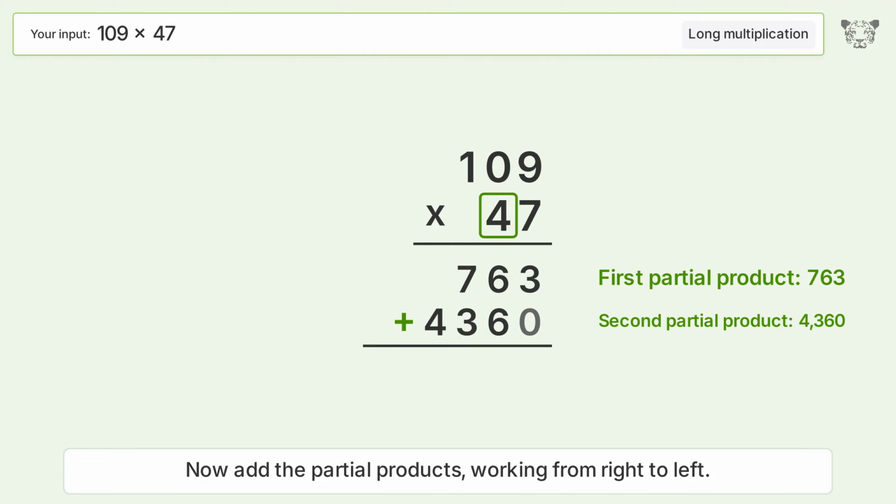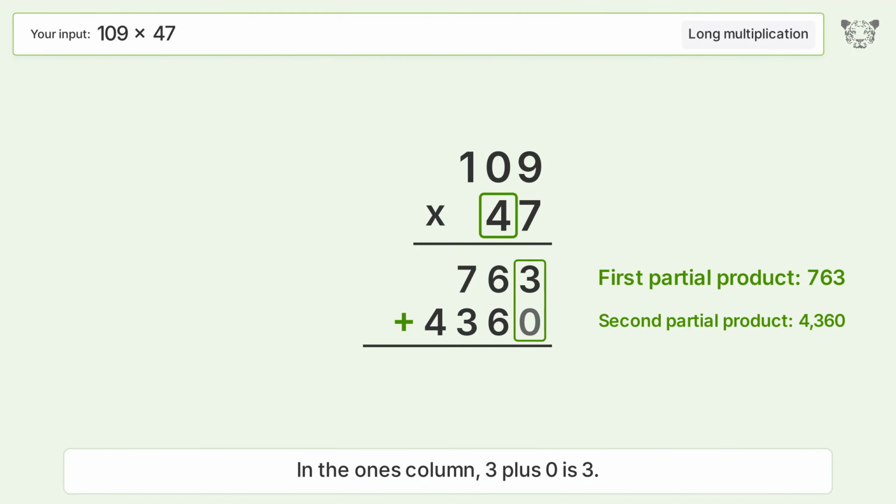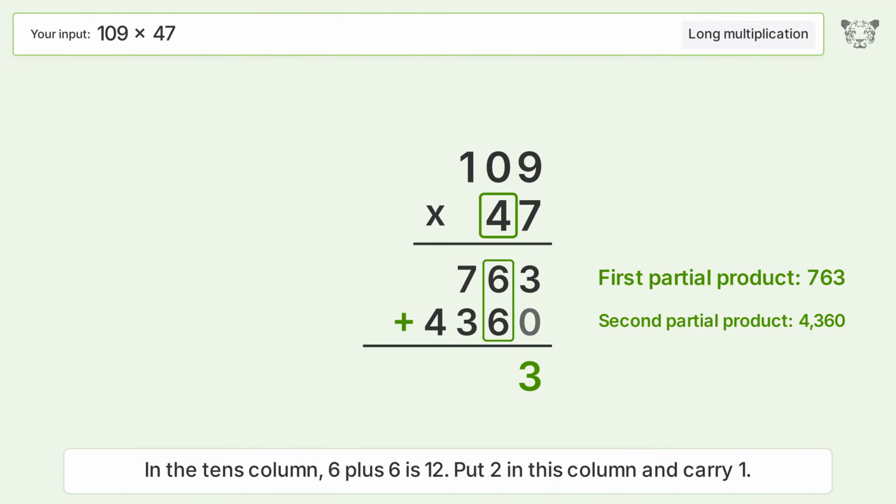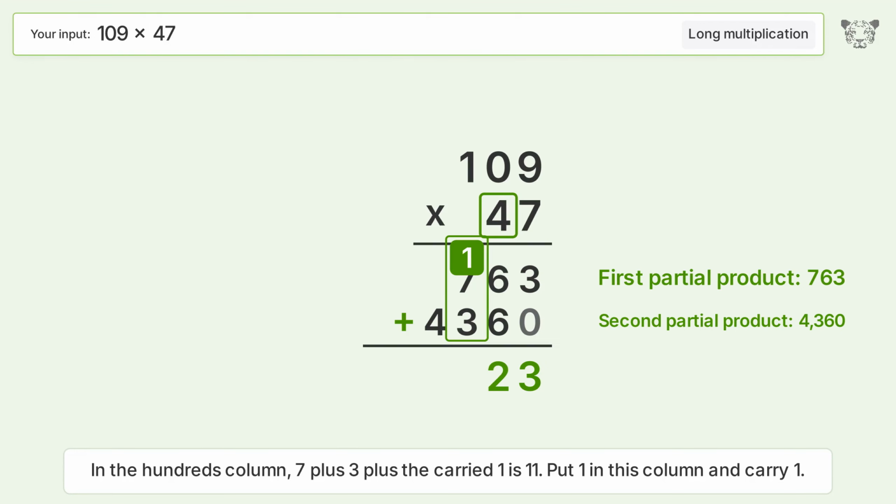Now add the partial products, working from right to left. In the ones column, 3 plus 0 is 3. In the tens column, 6 plus 6 is 12. Put 2 in this column and carry 1. In the hundreds column, 7 plus 3 plus the carried 1 is 11. Put 1 in this column and carry 1.